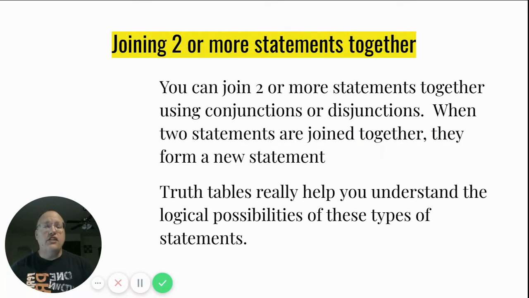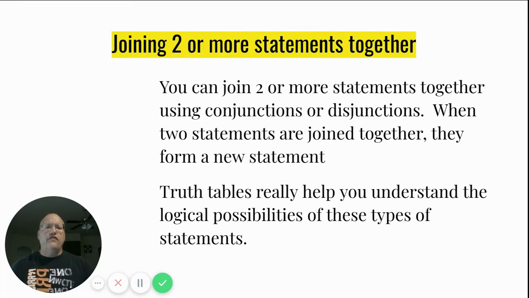Now we're going to continue this, and we're going to begin to join two or more statements together. And what we're going to do right here is just join two statements together to get you a feel for how this works. Whenever you join two or more statements together, these statements that have been joined together form a new statement. And so this is where the truth table really helps you, because you begin to have a lot of different possibilities.